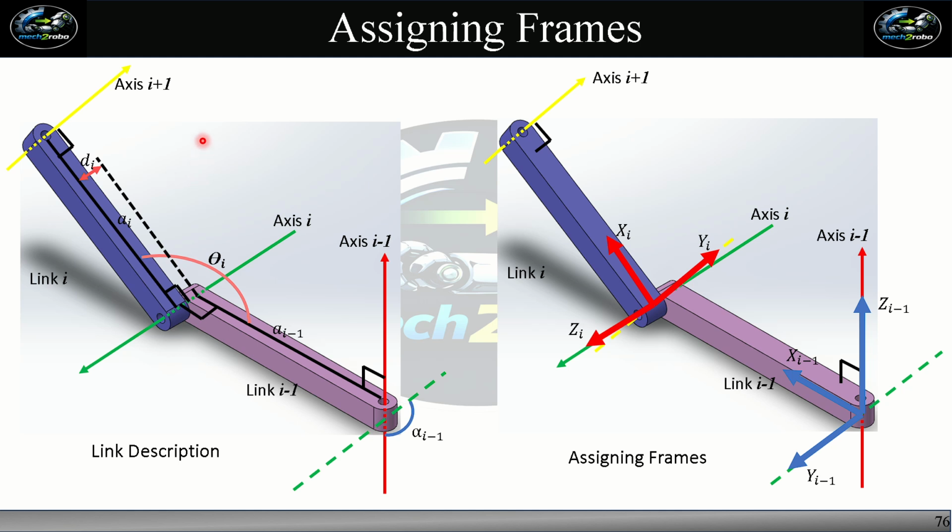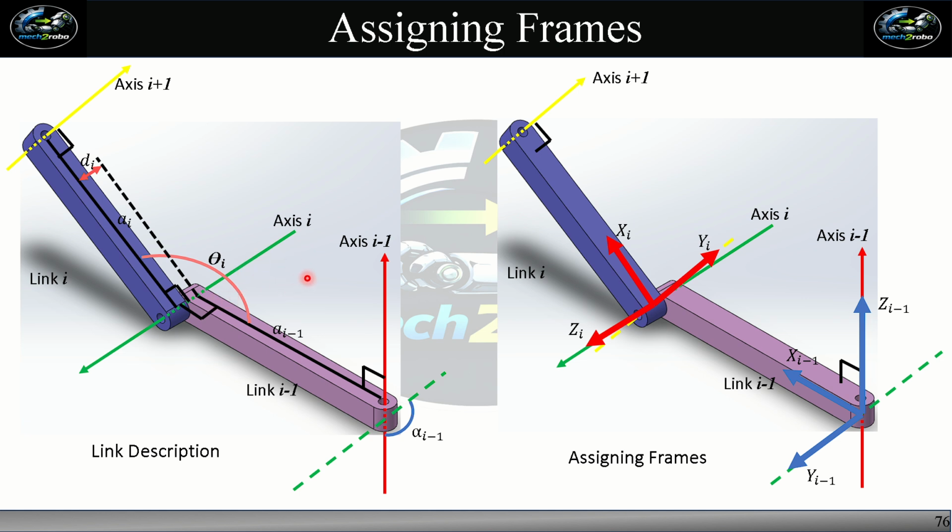In the previous video, we discussed the link description and link connection description. We already discussed the four parameters: link length, link twist, link offset, and joint angle. Now, in this video, we will discuss how to assign frames about the joint axis.